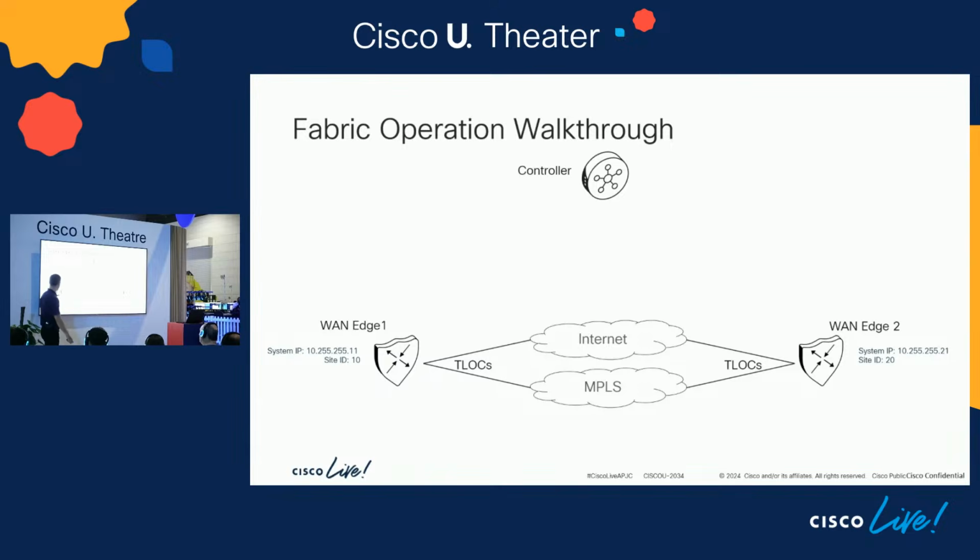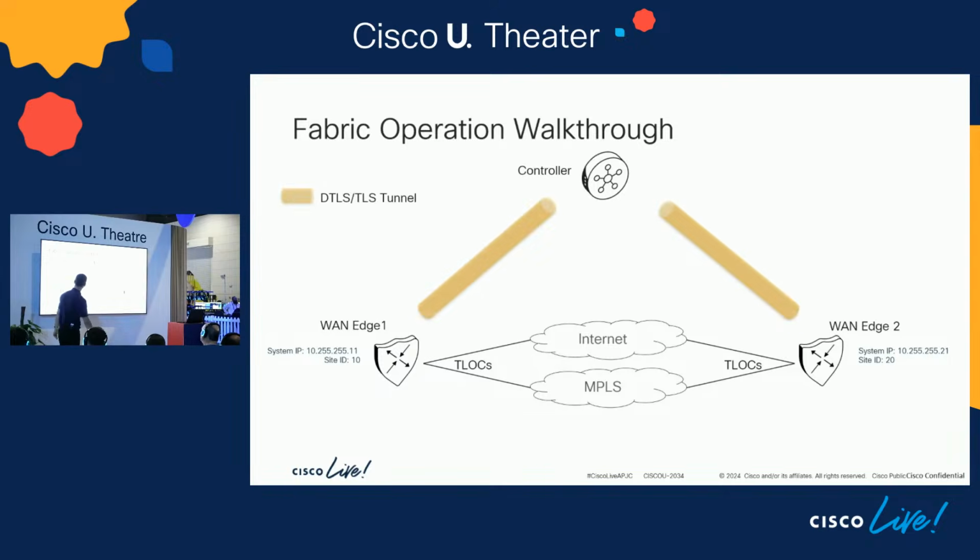10.255.255.11. Okay. Apparently, there's another piece of critical information here, a site ID. It's just to know exactly what location it's in. It's just a number. We gave this one 10. Over here, we got 10.255.255.21. Got a location 20. Okay, fair enough. What else do we know? Well, it looks like we've got two transports. We've got internet transport and MPLS transport. I've got my controller up here. I think we're ready to go.